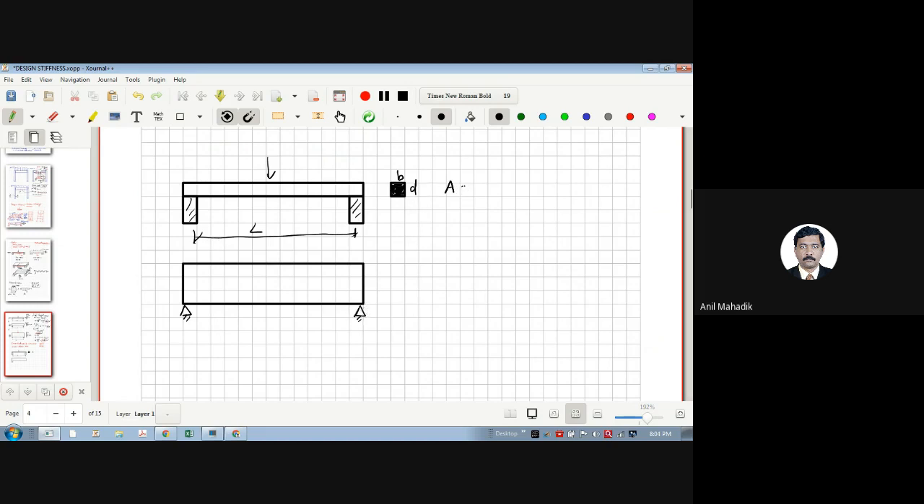Let's say area is same. Area is, let's say, 100 mm square. I don't know. कुछ भी ले लो. What I will do, I section. So I will use I section, let's say. So I'm using this I section.